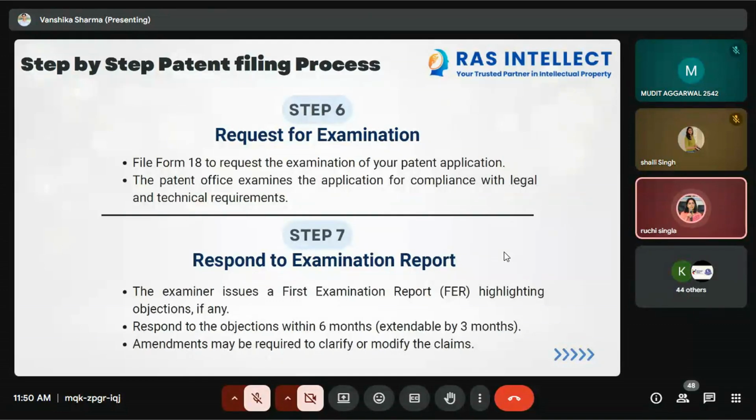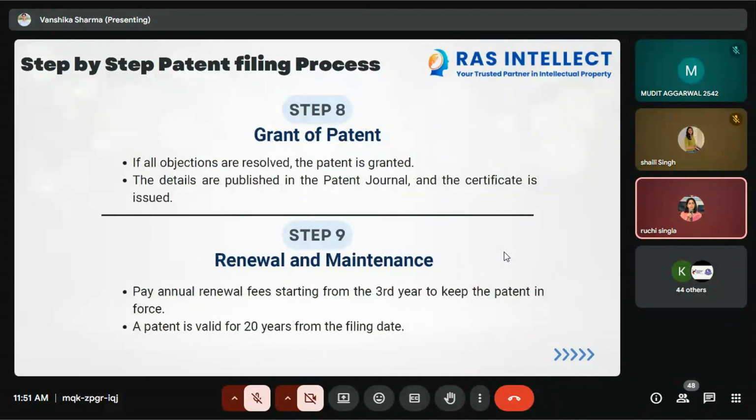The examiner issues the first examination report highlighting the objection. You have to respond to the objection within 6 months, and amendments may be required to clarify or modify the claims. So as the IP company, generally we help the inventors to respond to the examination report. Next step, please.